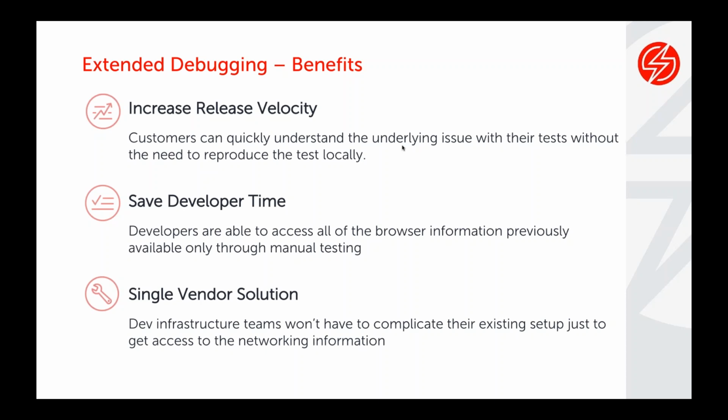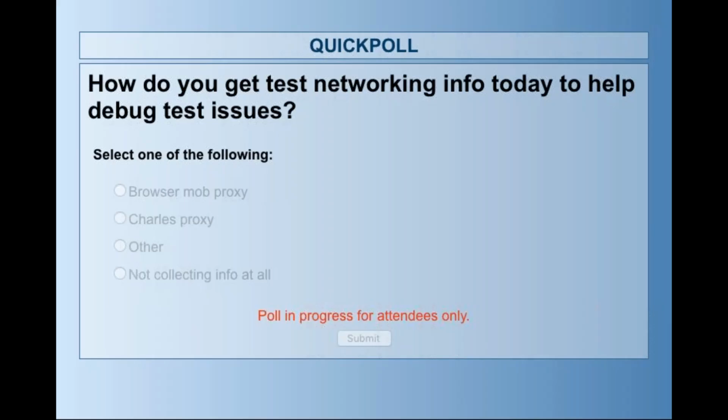So let's go ahead and pop that up. All right, our next poll question is, how do you get test networking information today to help debug test issues? The answers are BrowserMob Proxy, Charles Proxy, other, or not collecting this information at all, meaning you're just not trying to get this kind of networking information. So let's go ahead and let folks do that. Ken, this would be another great time, if you've got any questions about the extended debugging functionality, what we're doing around JS console logs and HAR files, to ask in the chat log.